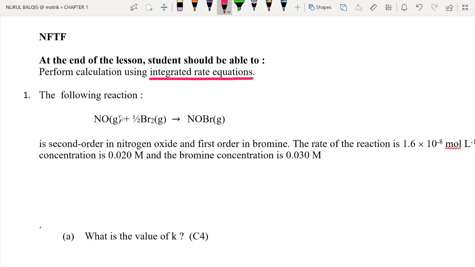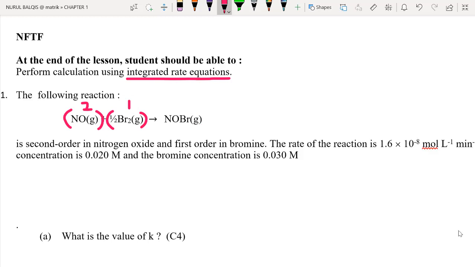The following reaction gives you NO in gaseous state reacting with half of Br2 in gaseous state to form NOBr gas. This reaction is second order in nitrogen oxide. So it states here only for NO it is second order, while for bromine it is first order. So the overall order of the reaction is 3.